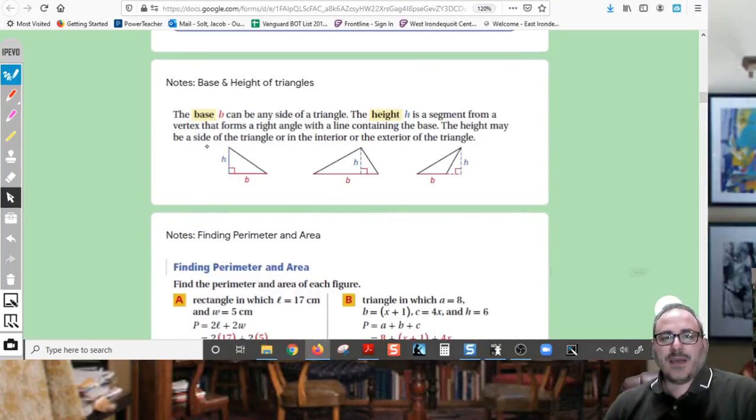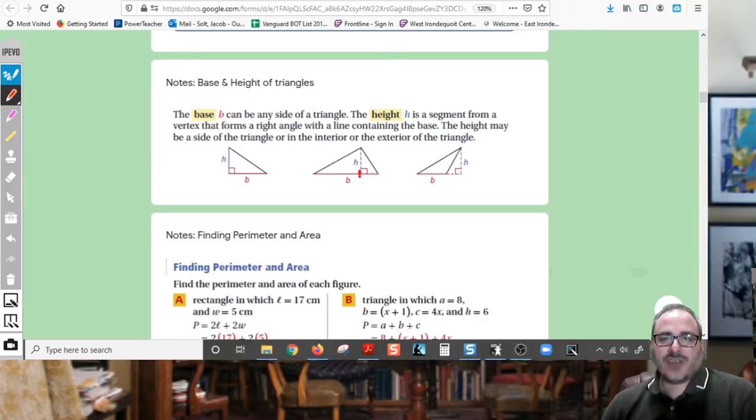All right, and keep in mind that the base can be any side of the triangle, right? Usually we orient it towards the bottom. Usually the base is whatever side is oriented towards the bottom of the page, but just so you're aware, it could be any side. The tricky thing about heights is that the height has to be perpendicular to the base when you're measuring it, right?